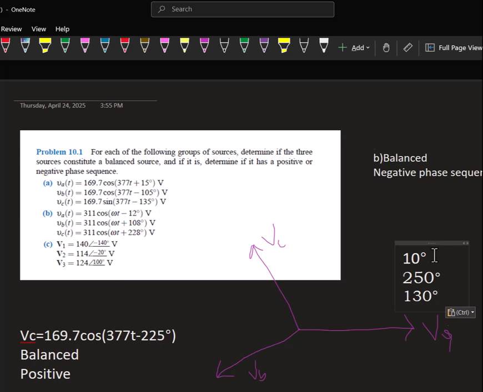I don't think it's balanced. Well, what's 10 minus 120? Negative 110. Now add 360 to that: 250. So 250 is the same as negative 110. Oh, that's interesting. And then what if I subtracted 120 from negative 110? Negative 230. Now add 360 to that. Should be 130. So it's balanced. And then is it positive or negative? Positive.